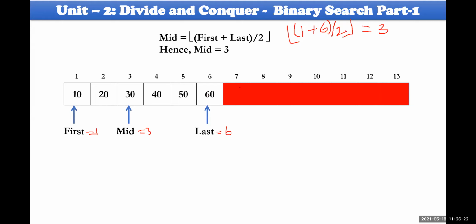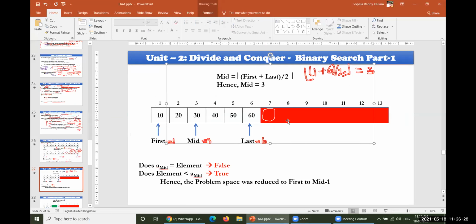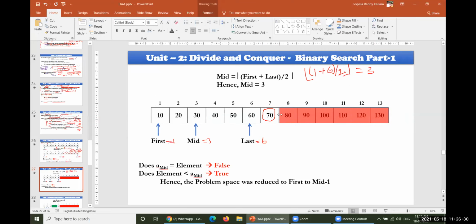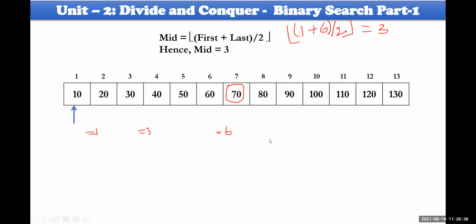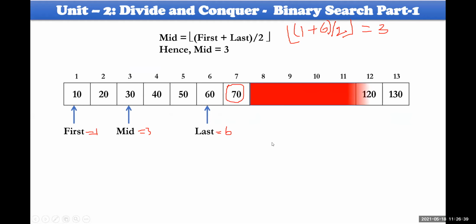I have drawn something wrong here. One moment, please. This could be drawn right from here to here. I'm sorry. Something like this. So elements 8 to 13 will be eliminated. Our problem space will be reduced to 1 to 6, and the right side problem space will not be considered. Just underline this particular line, not considered.